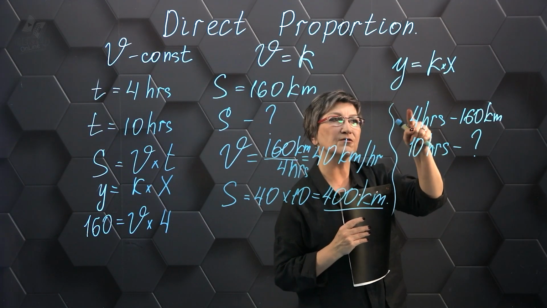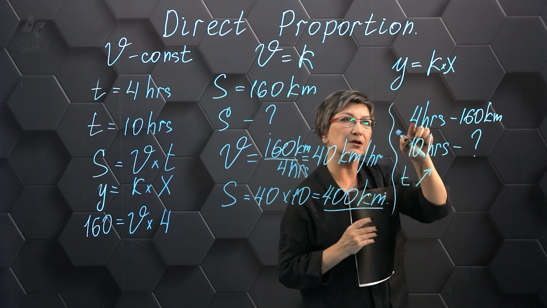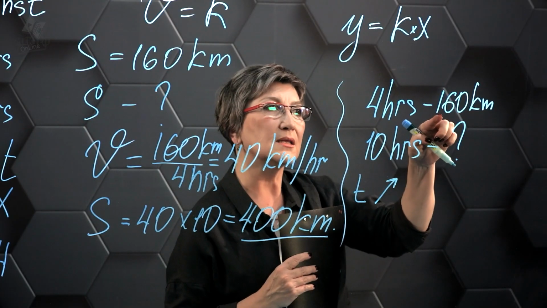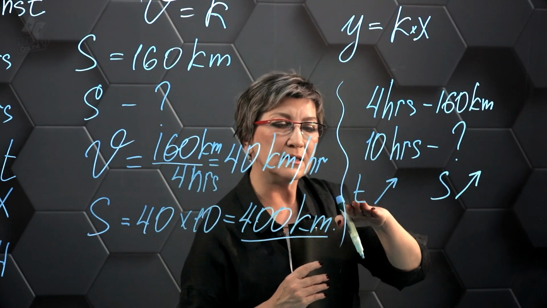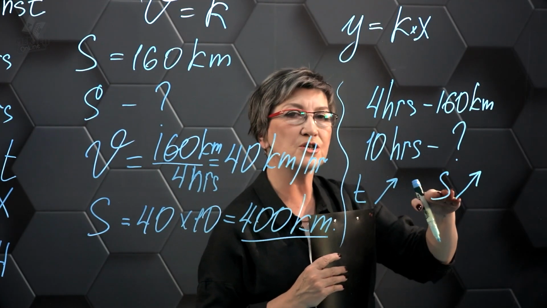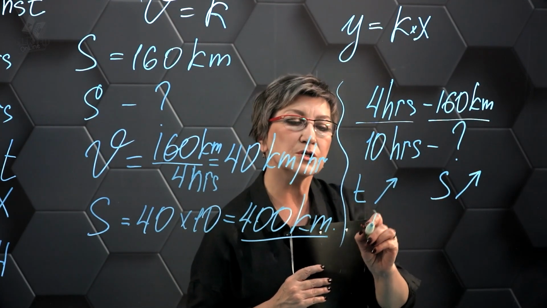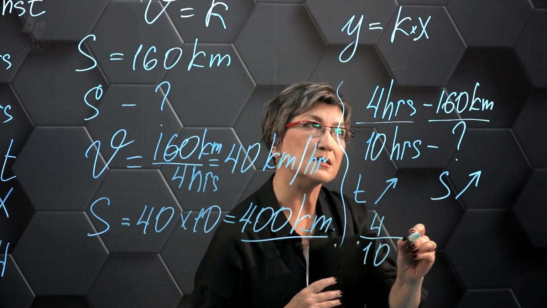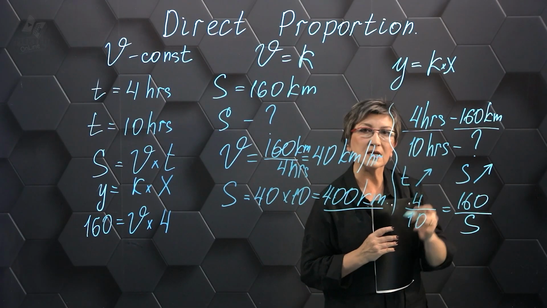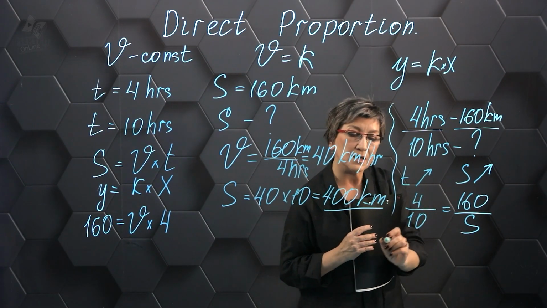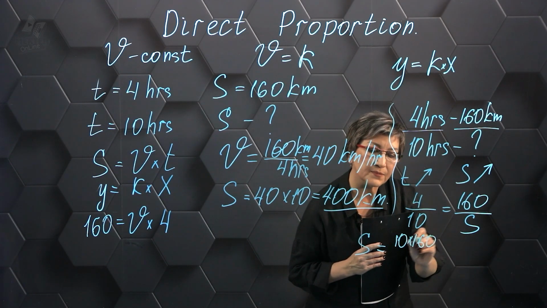But in order to work out the proportion, we first need to think about the fact that if the number of hours is increasing, so the time is increasing, from 4 hours to 10 hours, then the distance will also increase. If one quantity increases and the other quantity increases accordingly, then we can make a proportion. 4 divided by 10 equals 160 divided by s. Let's write it down as s. And then using the basic rule of proportion, we can find s: s equals 10 times 160 and divide by 4.